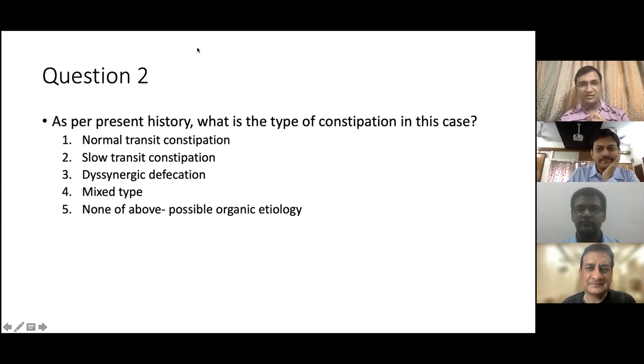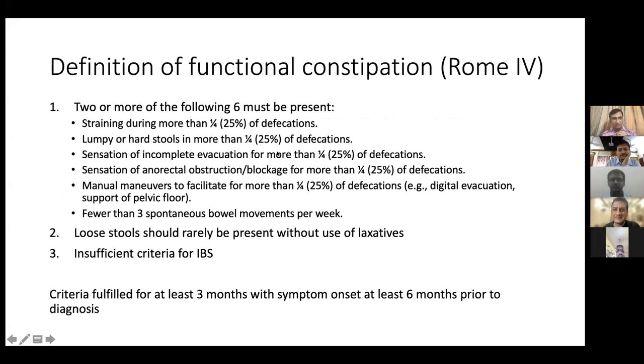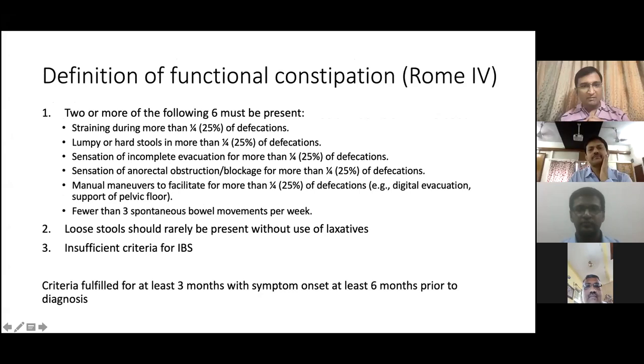So just a brief primer on the Rome 4 criteria. It has defined functional constipation based on these symptoms, wherein you have to have two or more of the following six. That is straining during more than 25% of the stools. They usually ask to maintain a chart for a week. Lumpy or hard stools in more than 25% of defecations, sensation of incomplete evacuation for more than 25% of defecations, sensation of anorectal obstruction or blockage, manual maneuvers to facilitate more than 25% of defecations, and fewer than 3 spontaneous bowel movements per week.